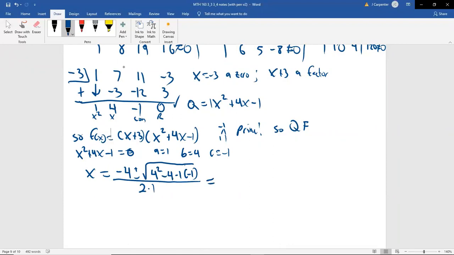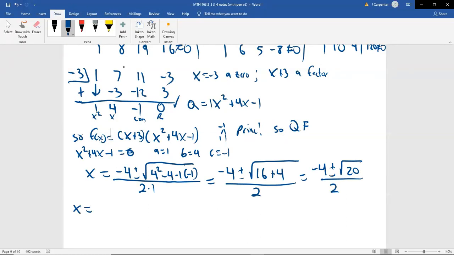And from here, it's just arithmetic. It's -4 plus or minus the square root of 16. Now that's -4 times 1 times -1, which is a plus 4, all over 2 times 1 is 2. 16 plus 4 is 20, so that's -4 plus or minus the square root of 20, all over 2.